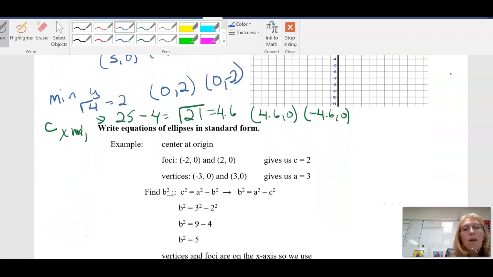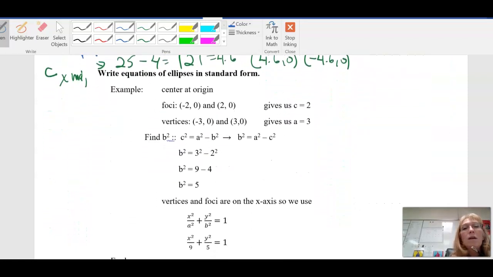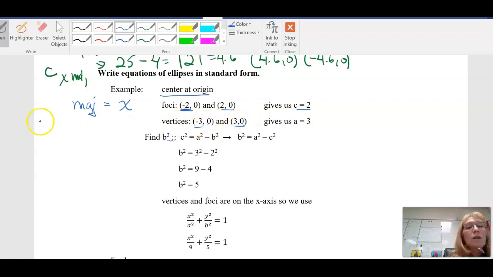Okay, now we're going to write the equation. So we're going to go backwards. Still in standard form, still centered at the origin. So we haven't done any transformations yet. So my foci is negative 2, 0, and 2, 0. So since negative 2 is the x value, that means my major axis is x. All right, gives us c equals 2. Okay, now my vertices are negative 3, 0, and 3, 0. And they're also the x, so this here is my major points. Since they are on the x-axis, so I know a is equal to 3.